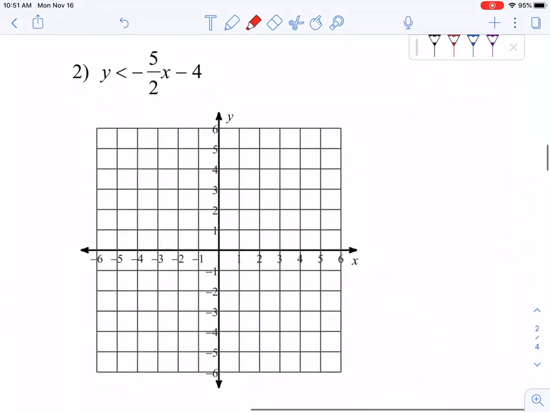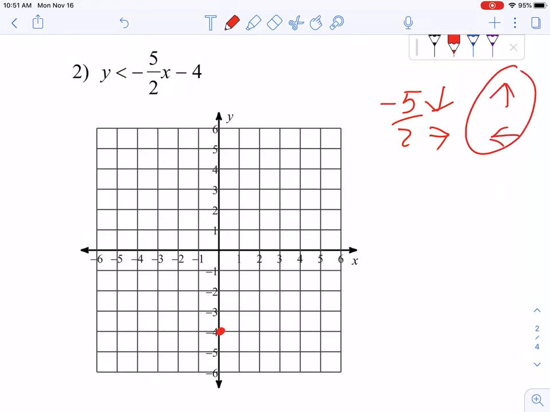Okay, so we begin at negative 4. We would count down 5, right 2. That negative 5 over 2 is telling us to go down and right. I don't have enough room to do that, so I'm going to do the exact opposite. I'm going to go up and left. So I'm going to go up 1, 2, 3, 4, 5, and left 1, 2. Put my point.